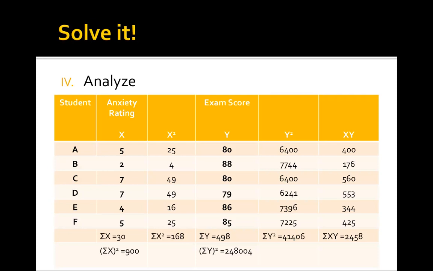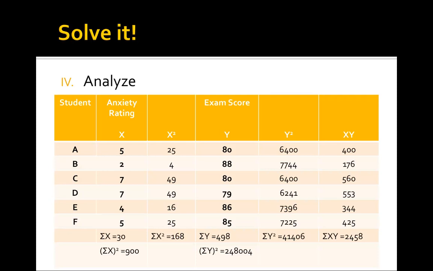We do the exact same thing for the y values. Sum of y equals 498, and that quantity squared, 498 squared, gives us 248,004. And we also have a y squared column, which is each y value squared and then summed. And at the bottom we have sum of y squared equals 41,406.